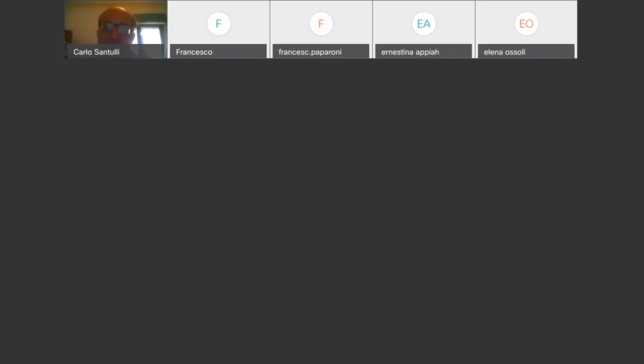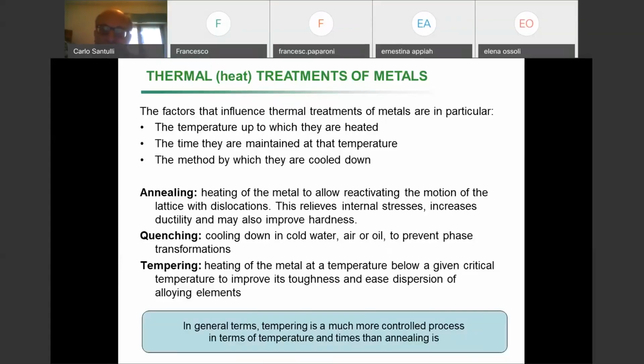In this parenthesis, it's important to remember that thermal treatments can be influenced by a number of factors. Basically, they are influenced, of course, by the temperature. This is obvious, because you may expect that if the temperature is different, the results are different. But they are also influenced by the time at which they are maintained at that temperature.